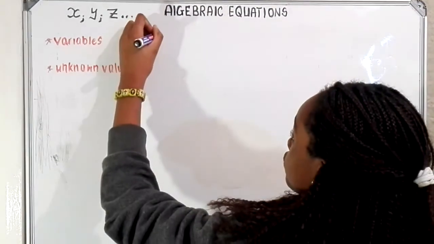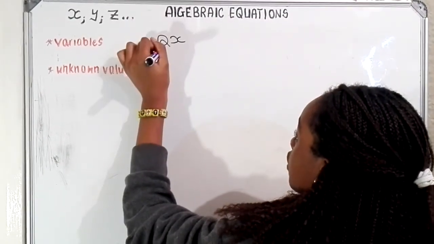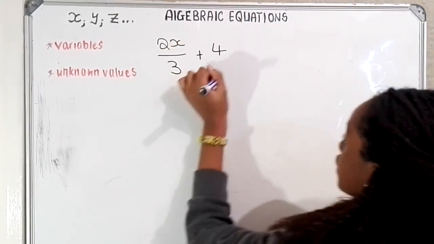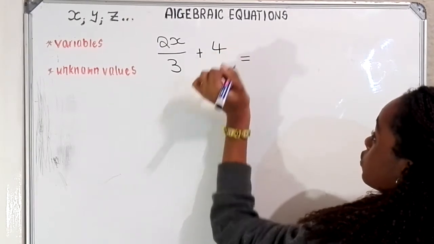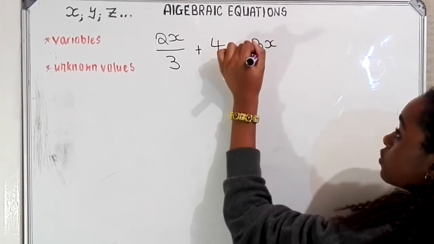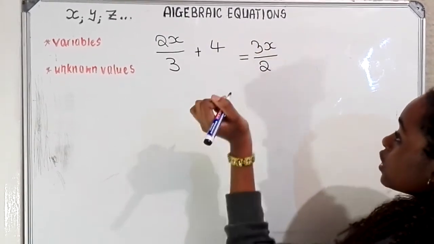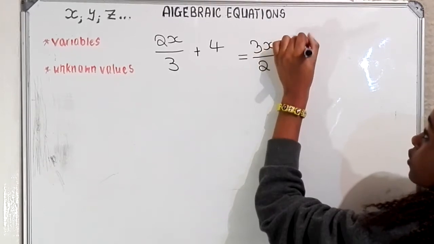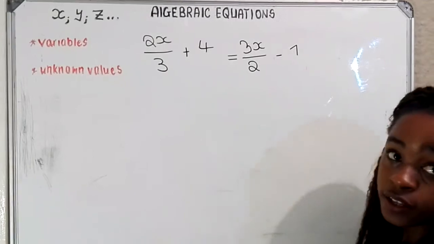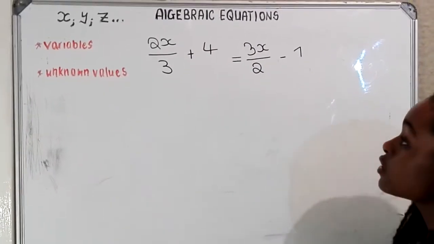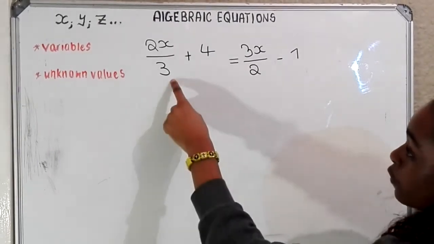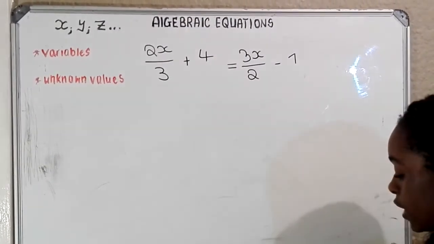Say we have this 2x over 3 plus 4 is equal to 3x over 2 minus 1, okay? So we have fractions on either side of the equal sign, all right? So what we're going to do here is find the lowest common denominator of 3 and 2, which is 6, okay?